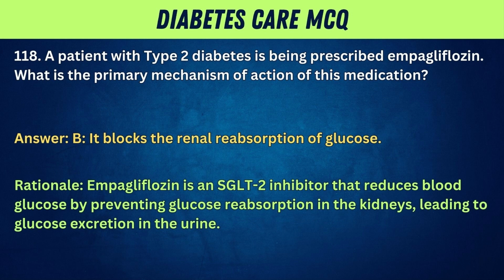Answer: B. It blocks the renal reabsorption of glucose. Rationale: Empagliflozin is an SGLT2 inhibitor that reduces blood glucose by preventing glucose reabsorption in the kidneys, leading to glucose excretion in the urine.